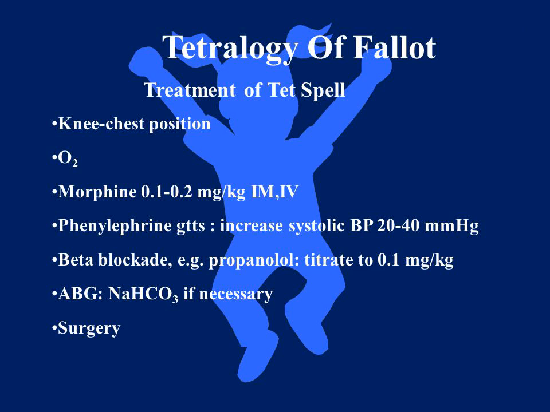Tetralogy of Fallot. Treatment of a TET spell: knee-chest position, O2, morphine 0.1 to 0.2 mg/kg, phenylephrine drip to increase systolic BP by 20 to 40 mm of mercury, and beta blockade, for example propranolol, titrated to 0.1 mg/kg. ABG, and sodium bicarbonate if necessary.